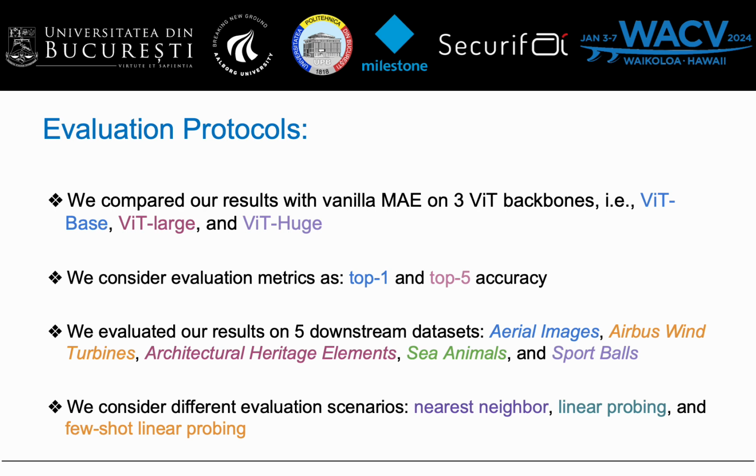For evaluation, we integrate our curriculum learning approach with 3 different ViT architectures: ViT-base, ViT-large, and ViT-huge, and compare our method against vanilla MAE using top 1 and top 5 accuracy. In our experiment, we performed classification tasks on 5 downstream datasets: aerial images, Airbus wind turbines, architectural heritage elements, sea animals, and sport balls, and evaluate the results under 3 different scenarios: nearest neighbor, linear probing, and few shot linear probing for each dataset.